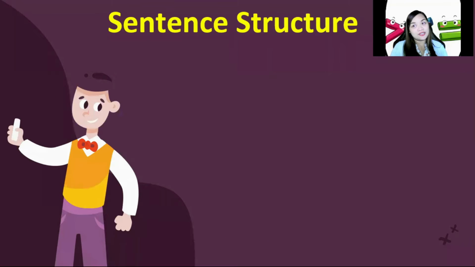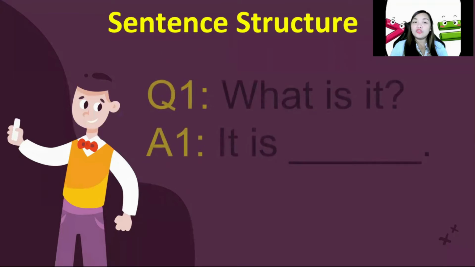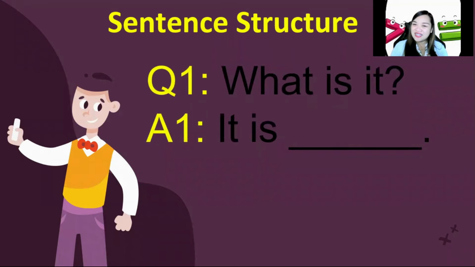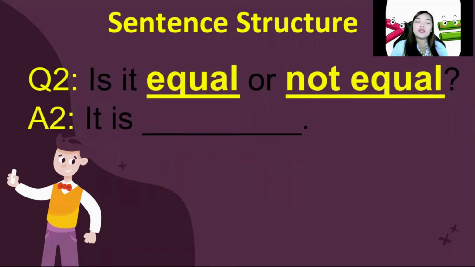Before we start, let's learn first our sentence structure. Later on, you're going to encounter, what number is it? And then you can answer, it is. Next one, we have, is it equal or not equal? You can answer, it is equal or not equal.